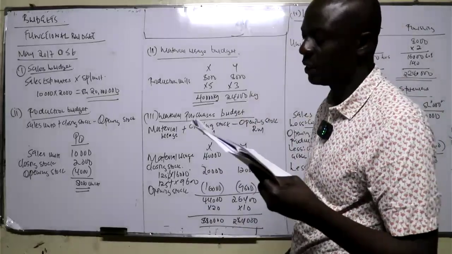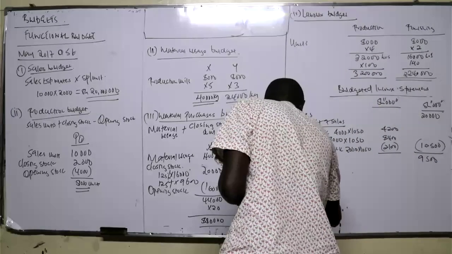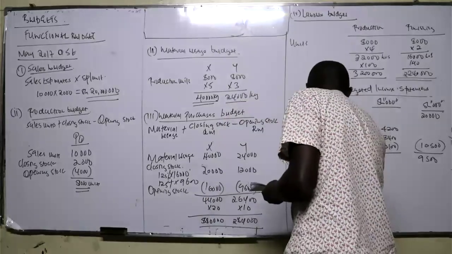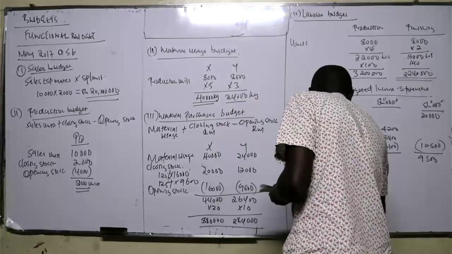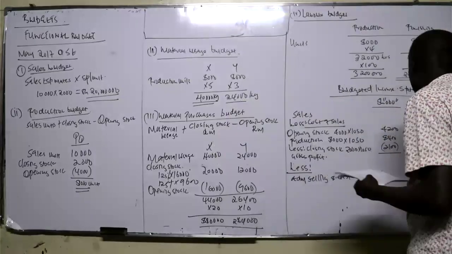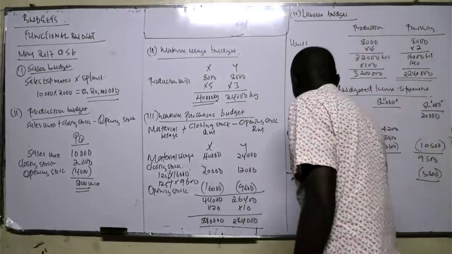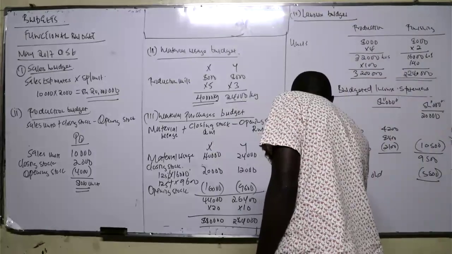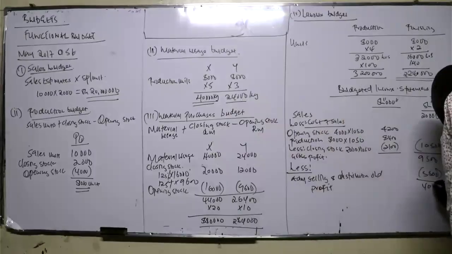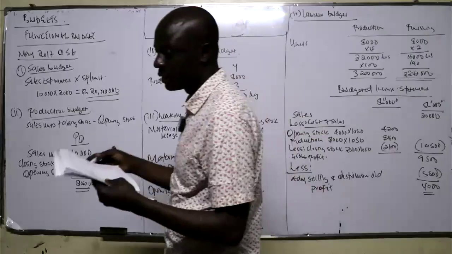Admin, selling, and distribution, which is 5,000, 5,500, isn't it? Then you get the profit or loss. So what will be the profit? 4,000, isn't it? So that will be the end of that question. It gives us maximum marks.